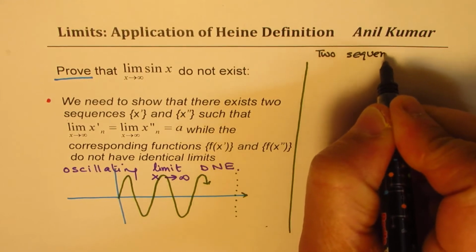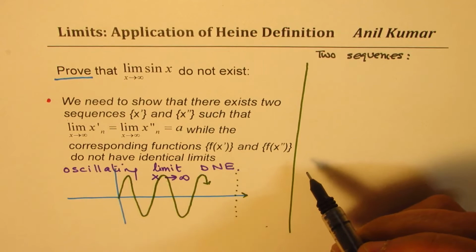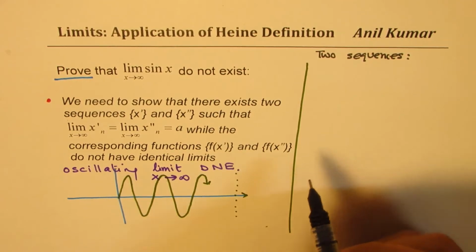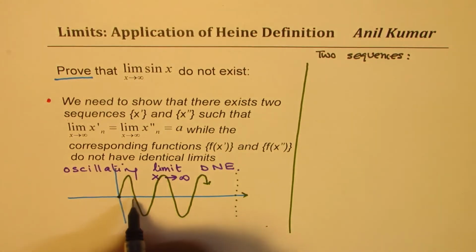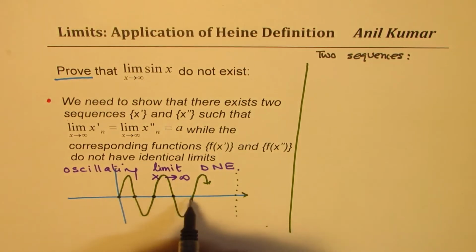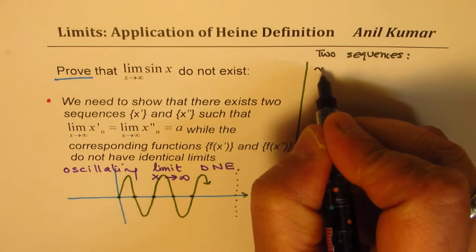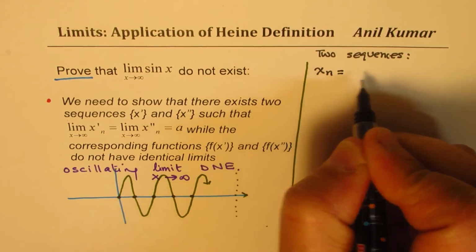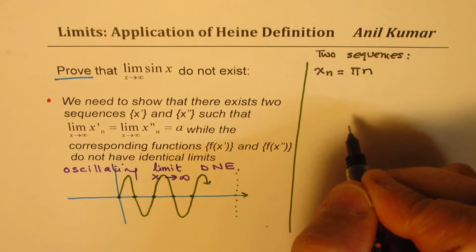Once you get that, then you can solve most of the questions related to trigonometric functions, right? So for these functions, we take a sequence which is producing us these zeros. So for sine, what produces 0 is n pi, right? So we'll take first sequence, let's say xn, as pi n. So that is my first sequence.